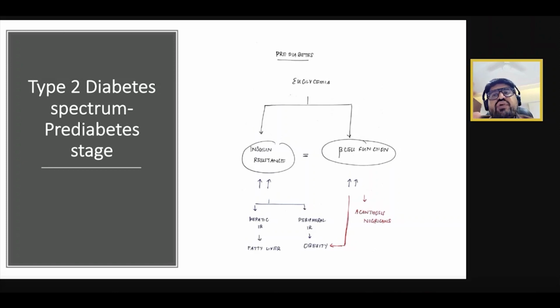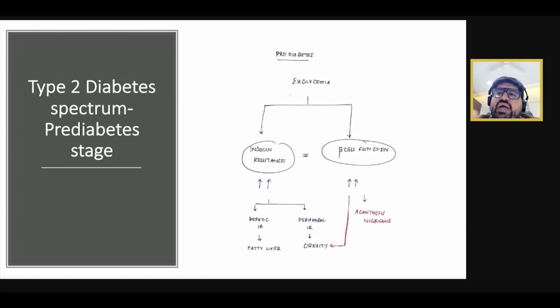So let's first take a pre-diabetes situation. A pre-diabetes situation is where you have euglycemia, where the blood sugars are normal. The patient is pre-diabetic. The patient's blood sugar is slightly increased, but not increased to the level of diabetes.